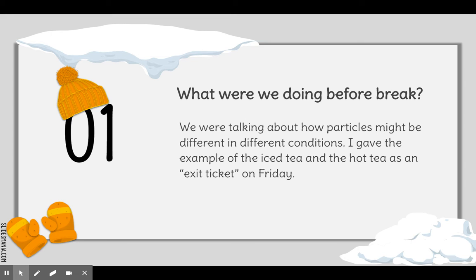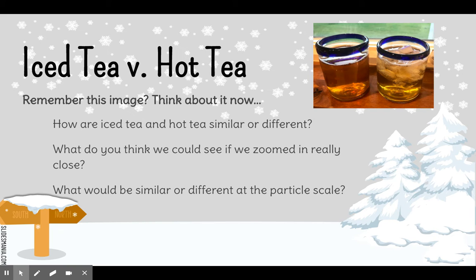Okay, so first, what were we doing before break? We were talking about how particles might be different in different conditions. And I gave the example of the iced tea and the hot tea as the exit ticket on Friday in my classes. So, my students, hopefully you remember these images. If not, think about them now. So, how are iced tea and hot tea similar or different? If you could do a tea chart, a compare and contrast of iced tea and hot tea, the liquids, how would they be similar? How would they be different?